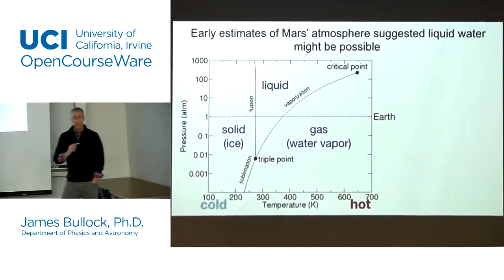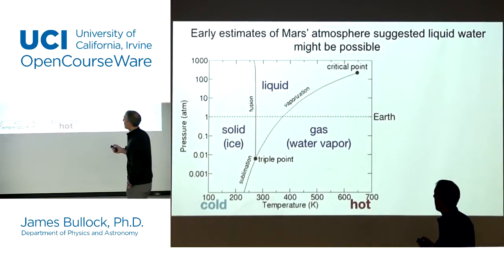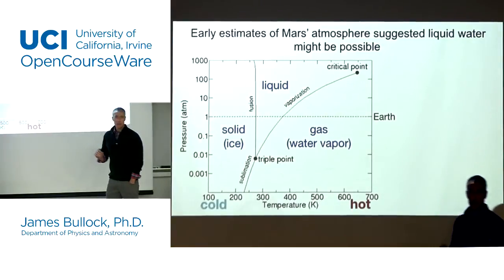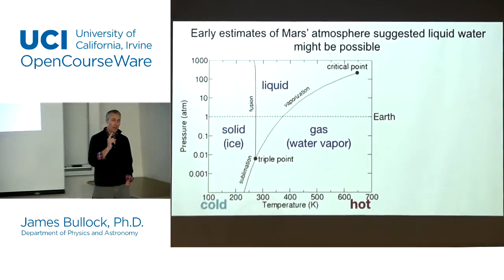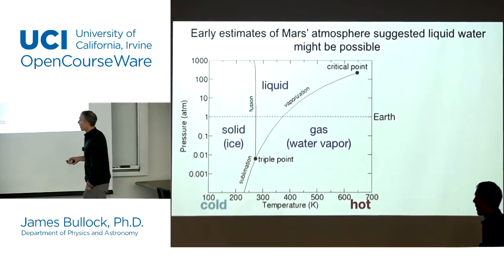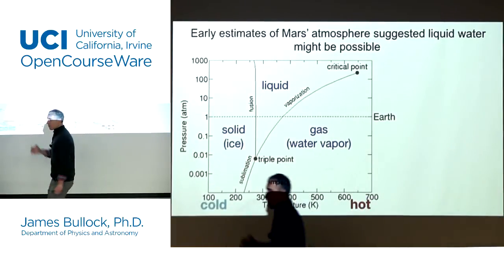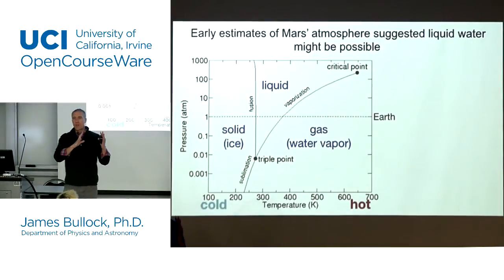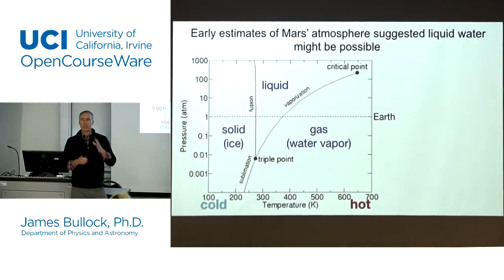Interestingly, this was not such a crazy idea from a scientific perspective, because early estimates of Mars's atmosphere suggested that there was perhaps enough atmosphere on Mars to allow it to have liquid water. If you remember, I talked a bit about this before, but whether or not you can have liquid water depends not just on the temperature.